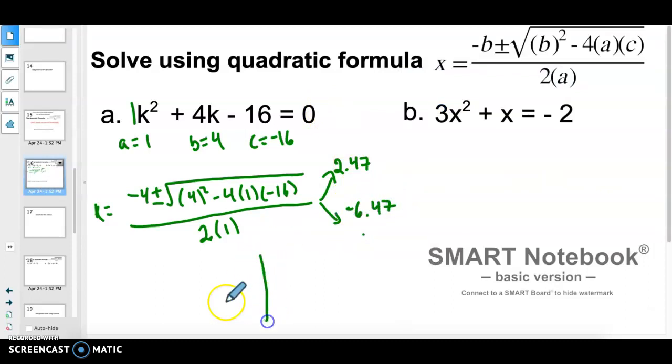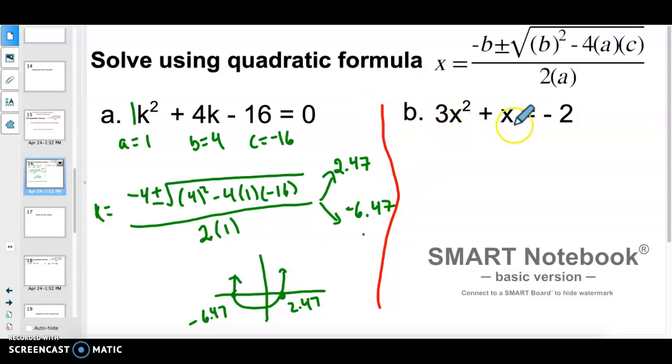What that means graphically is one of our solutions is going to be at 2.47 on the x-axis, and the other one is going to be at negative 6.47. So when we have our parabola, it's going to cross through those 2 points. Let's try one more like that.